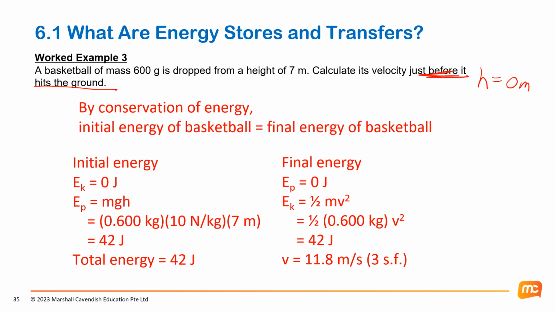And if you substitute that, we find that 42 joules equals half times 0.600 kilograms times v squared. So if you do the math, you will find that v squared equals 140. Put that into your calculator, take the square root, and you will get v equals 11.8 meters per second. Of course, as per usual, we use three significant figures. The calculator answer I believe is 11.83 something. So we just round off to 3 SF to give us our final answer.